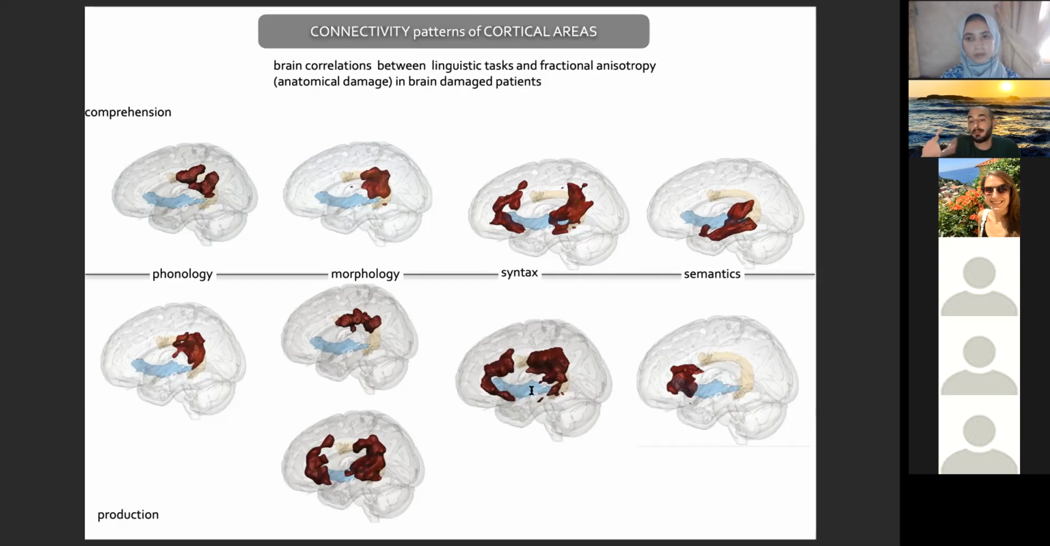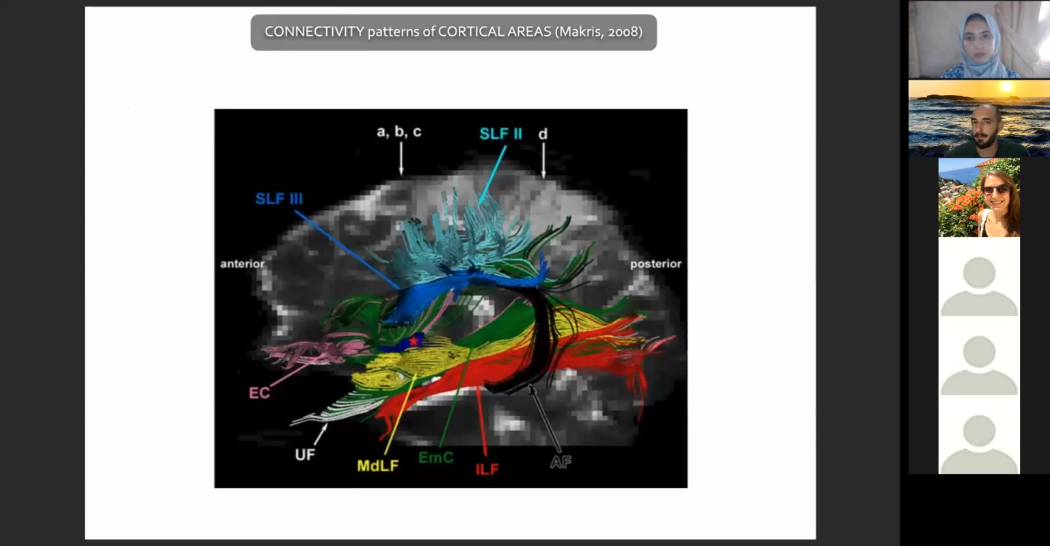So this is just to show you that there is a lot of evidence that the arrows that we designed before are actually implemented in real wide fiber tracts. Okay, just a nicer, more beautiful picture of your fiber tracts. This is your extreme capsule. This is other stuff.